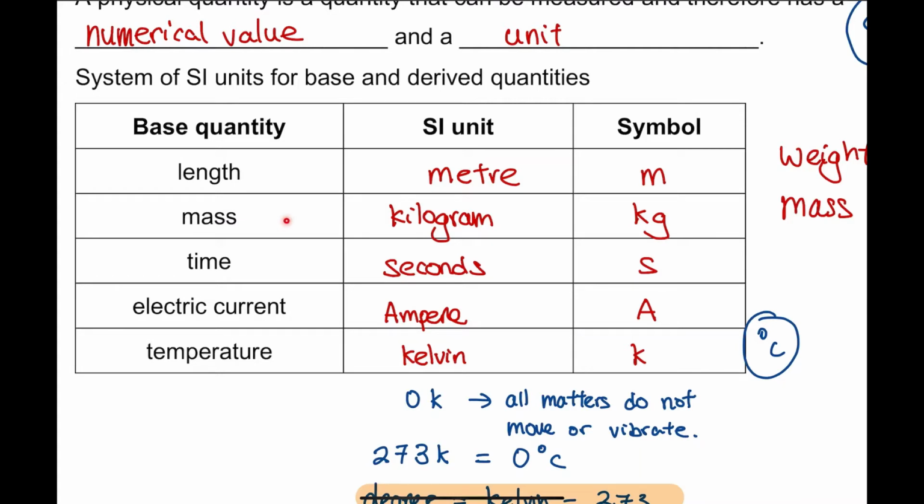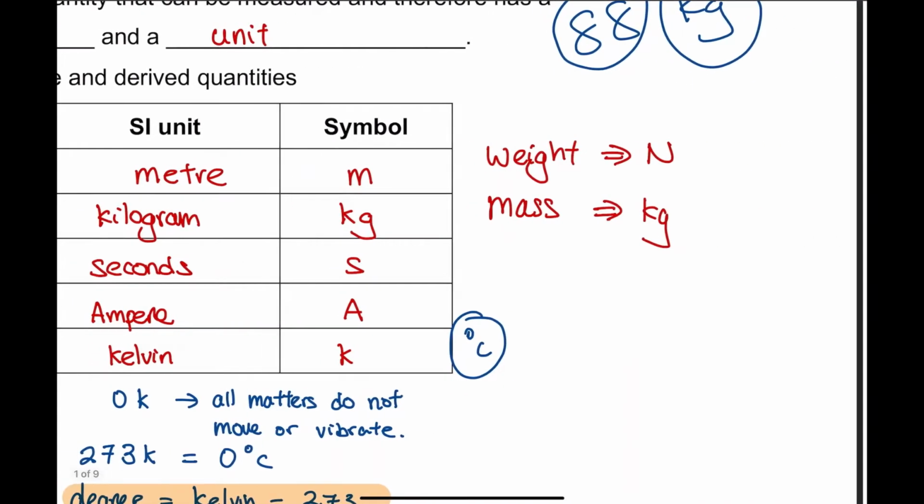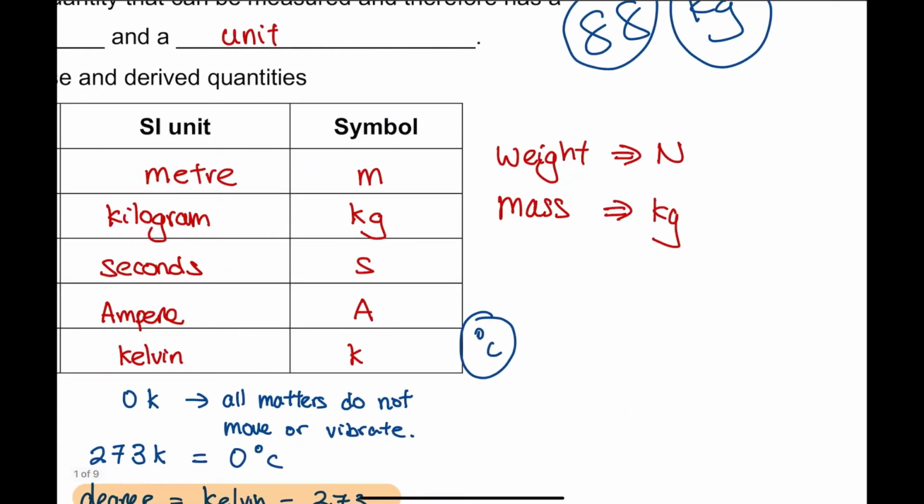For mass, we measure in kilogram. I understand that in English, some people say, oh, what's my weight? Mr. Yong, what's your weight? My weight is 88 kg. But in terms of sciences, your weight is measured in Newton, your mass is measured in kg. This is something that you need to know about English and physics. They don't really gel very well. This is one area that might be a common misconception for you. Weight is in Newton, mass is in kg.